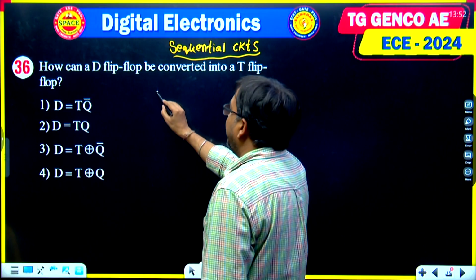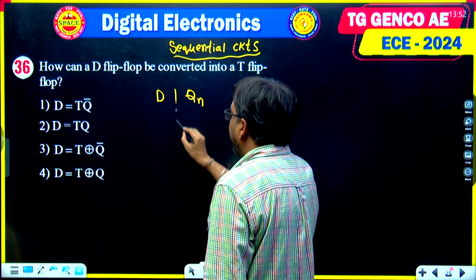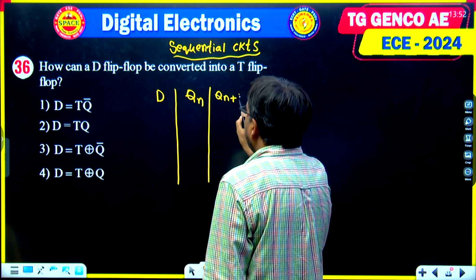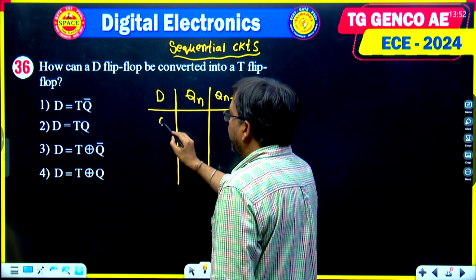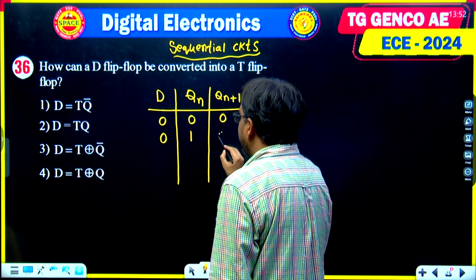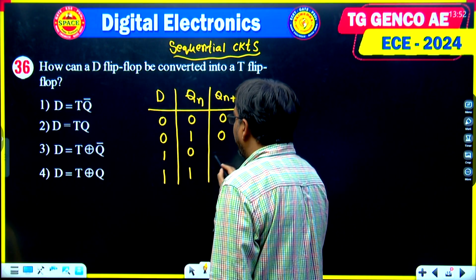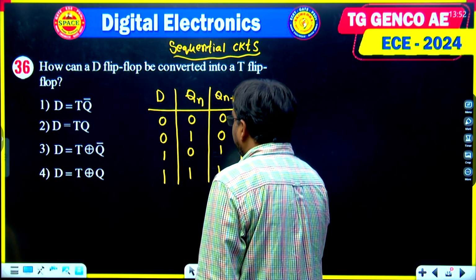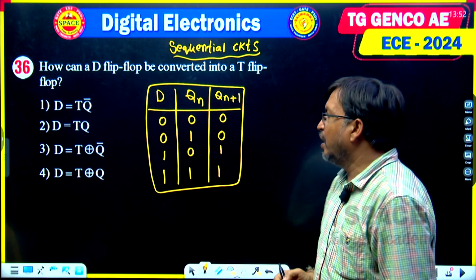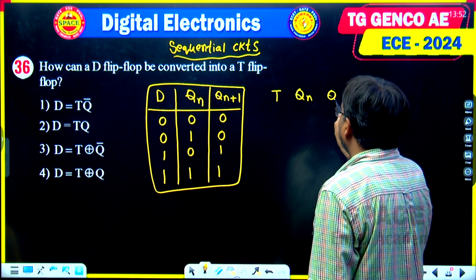See here, first I am writing the D flip-flop: D input, Qn the past output, Qn plus 1 the present output. In a D flip-flop, when input is 0, whether the past output is 0 or 1, the output is 0 only. And when D equals 1, the past output may be 0 or 1, the output is 1 only. So whatever the input, the output is the same. That is about the D flip-flop. Coming to the T flip-flop, T, Qn plus 1.